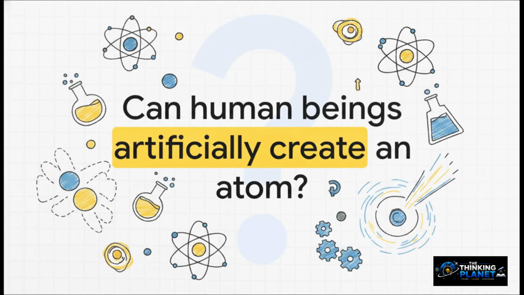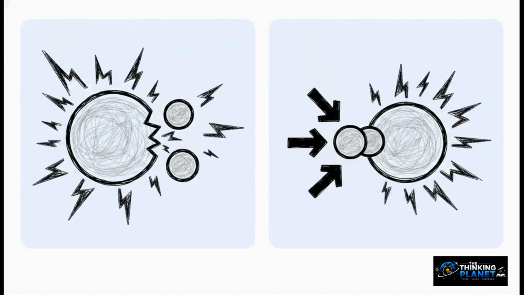Okay, question number 3. Can human beings artificially create an atom? This one is a yes, and it brilliantly illustrates the raw power of nuclear physics. We actually can create atoms through 2 really intense processes. First up is nuclear fission, which is splitting a massive atom. For instance, inside a nuclear power plant, we can split a large uranium atom into 2 completely new, smaller atoms, barium and krypton.